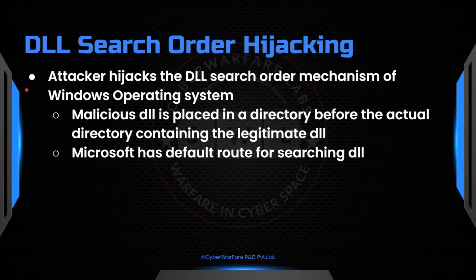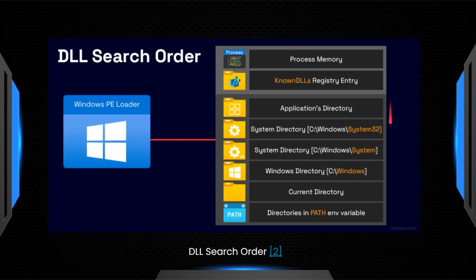Another way of loading a DLL is using the LoadLibrary API. When we call the LoadLibrary API and give the DLL name there, it is going to look for the DLL in predefined directories in a specific search order. Wherever it finds the DLL, it is going to load the DLL from that particular directory.